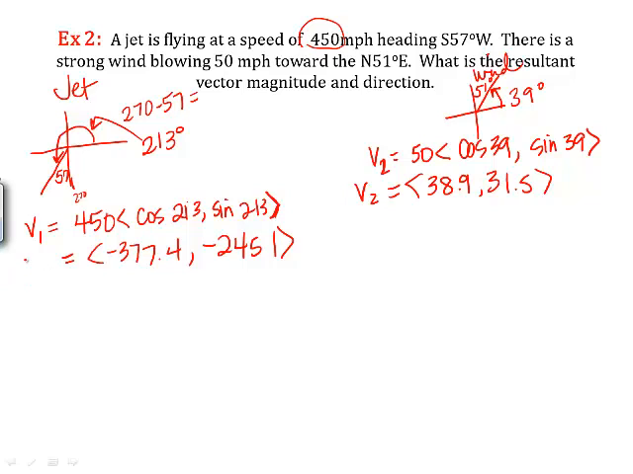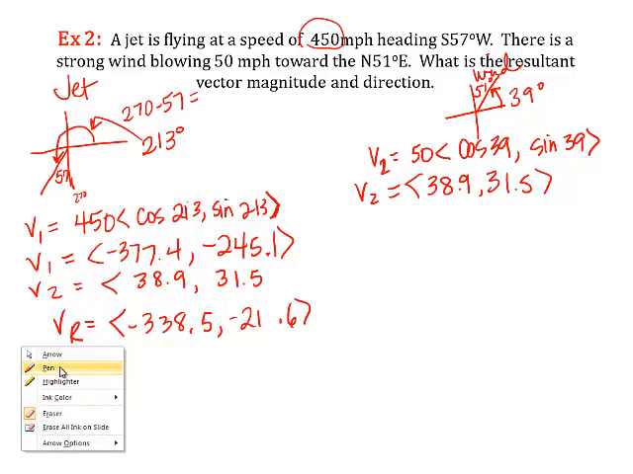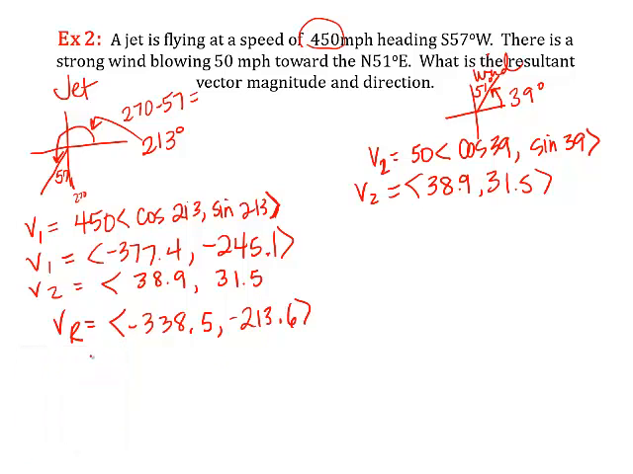So to get my resultant vector, I'm going to add these guys. To 18.6. So this is my resultant. Okay. Sorry. All right. To 13.6. Okay, so there's my resultant vector. Now do magnitude next.